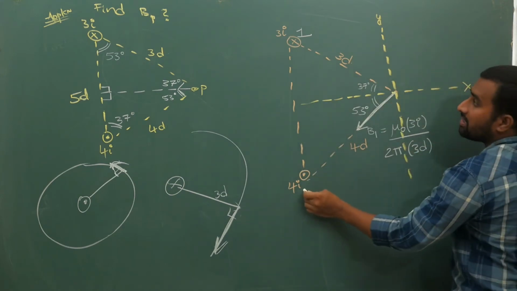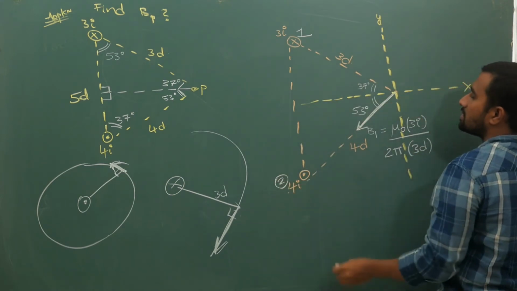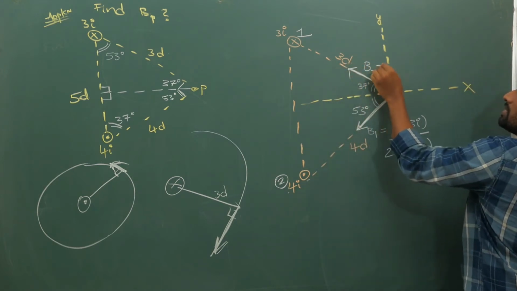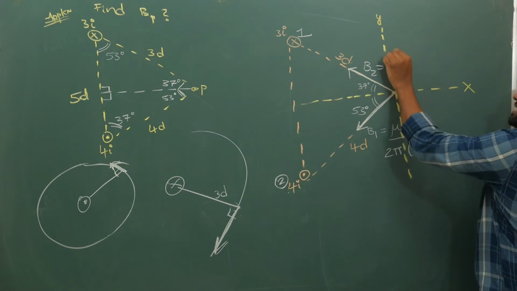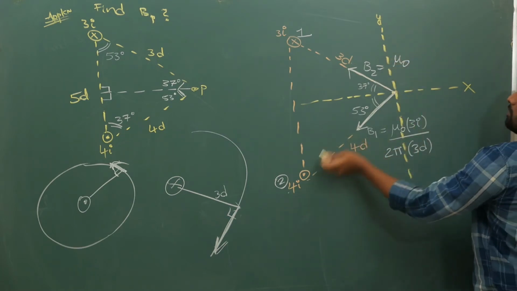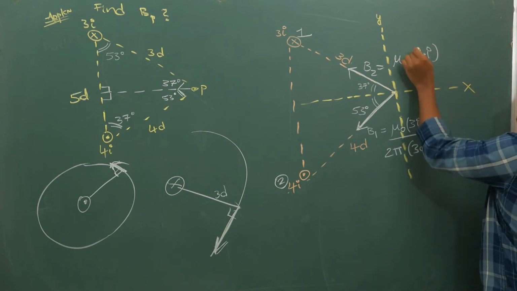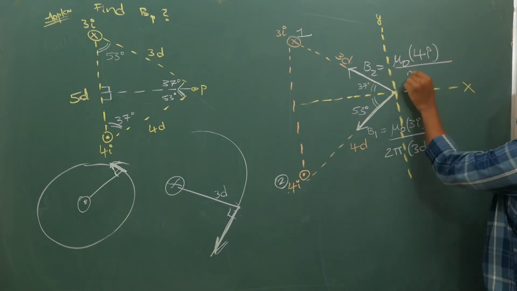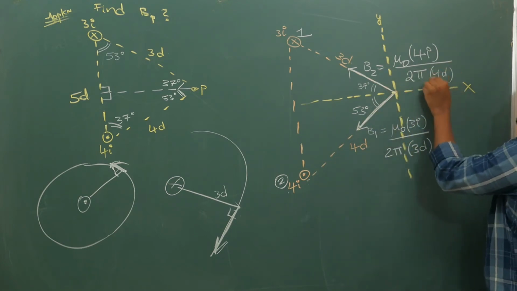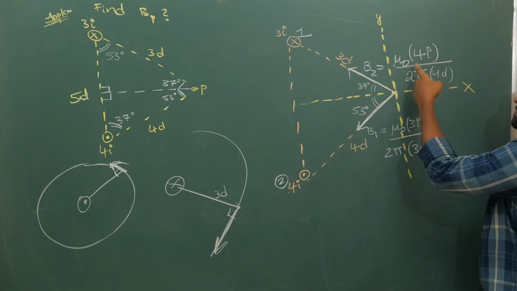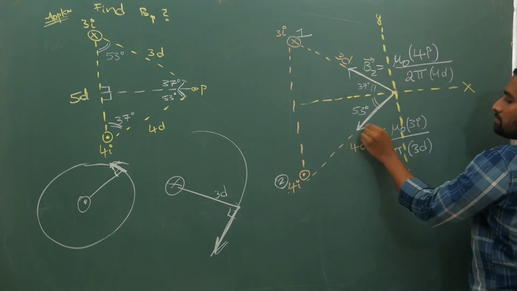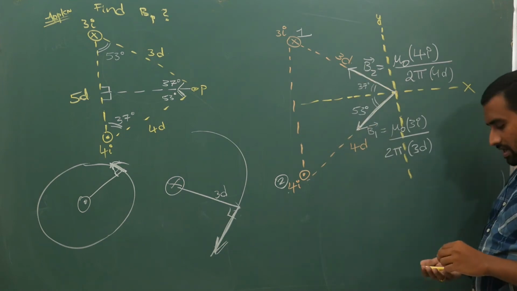So your magnetic field because of the second wire will be in this direction, that is B2 is equal to mu naught times how much is the current, it is 4I, whole divided by 2 pi into how much is the distance from here to here, it is 4D. Okay, so now here you have got B1 bar, B2 bar.